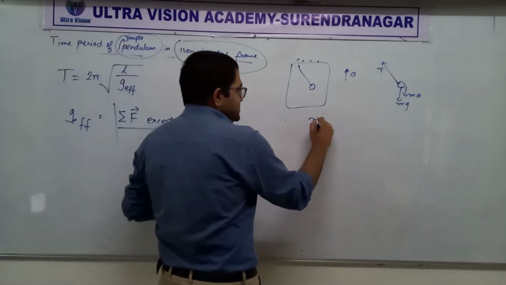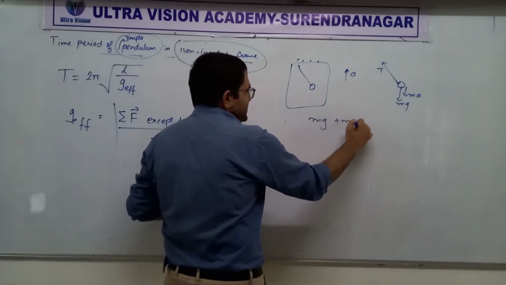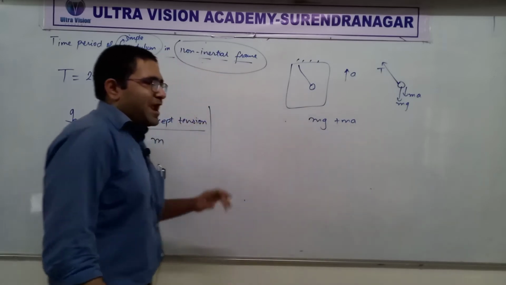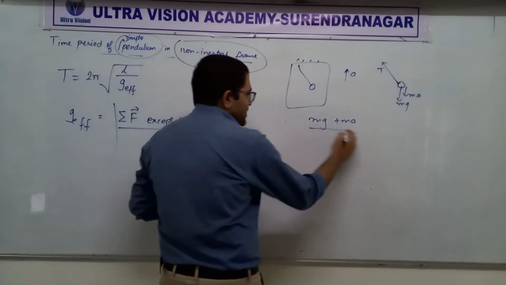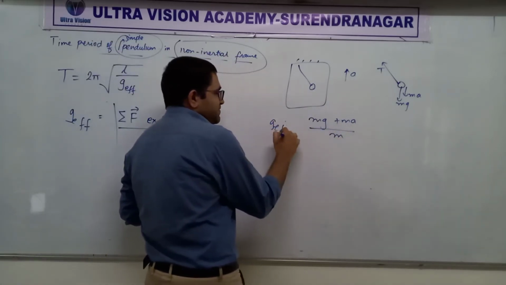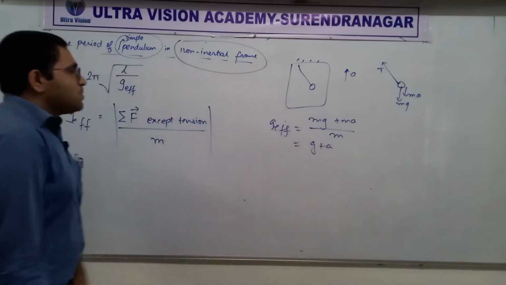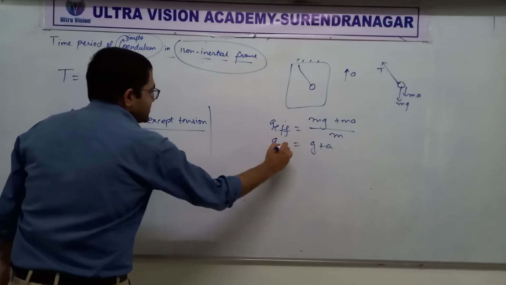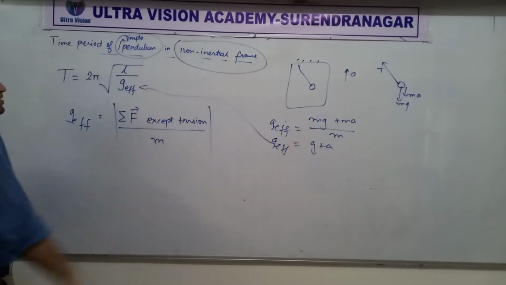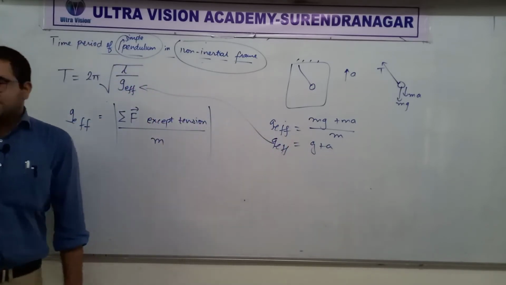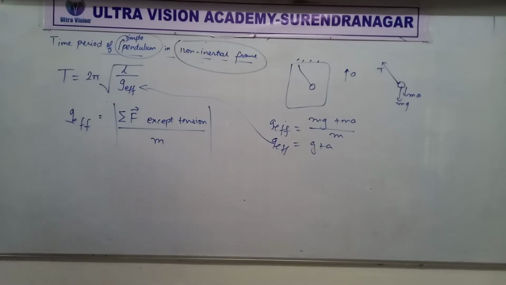So mg and ma both are in the same direction, isn't it? So you can add them magnitude wise and then divide by m. This is G effective. Did you understand? Yes or no? Then you put this G effective over here. Clear or not? Just like this.